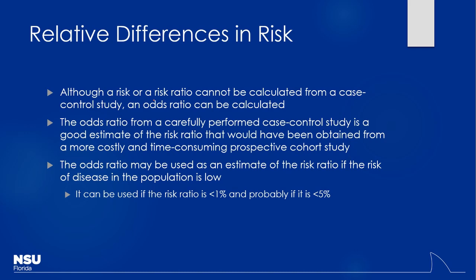However, the larger the percentage of people who are going to be affected by that risk factor, the more the risk tends to change as you get to a higher percentage here. So if the risk ratio is, say, less than 1%, then the odds ratio is going to be a pretty close estimate of that. If it's less than 5%, you can probably still use it. So again, this is better for things that happen relatively rarely, so to speak.